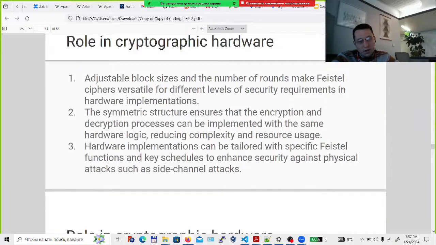Adjustable block sizes and the number of rounds make functional ciphers versatile for different levels of security requirements in the hardware implementation. The symmetric structure ensures that the encryption and decryption processes can be implemented with the same hardware logic, reducing complexity and resource usage. Hardware implementation can be tailored with specific functional functions and key schedules to enhance security against physical attacks such as side channel attacks.